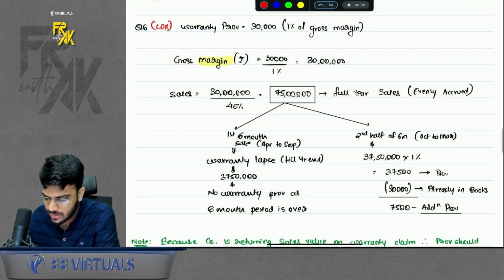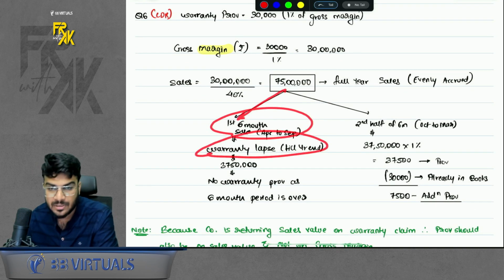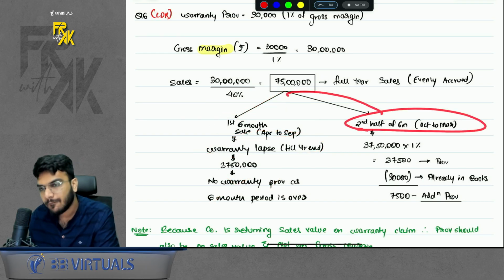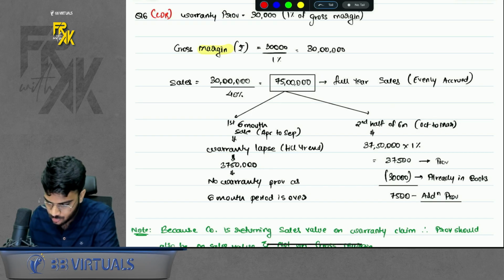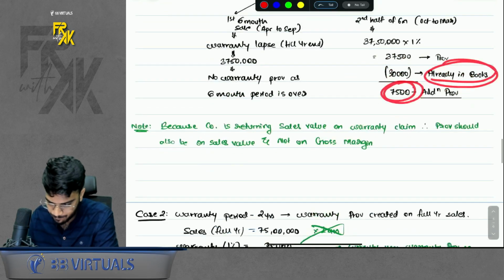Then because you are giving only a 6-month warranty, for the first 6 months' sales, the warranty has already lapsed by year end. No provision on this sales. For the next 6 months, warranty is outstanding, make the provision. It comes to 37,500. Out of this, you have already created 30,000 in the books. Create additional 7,500. Simple.